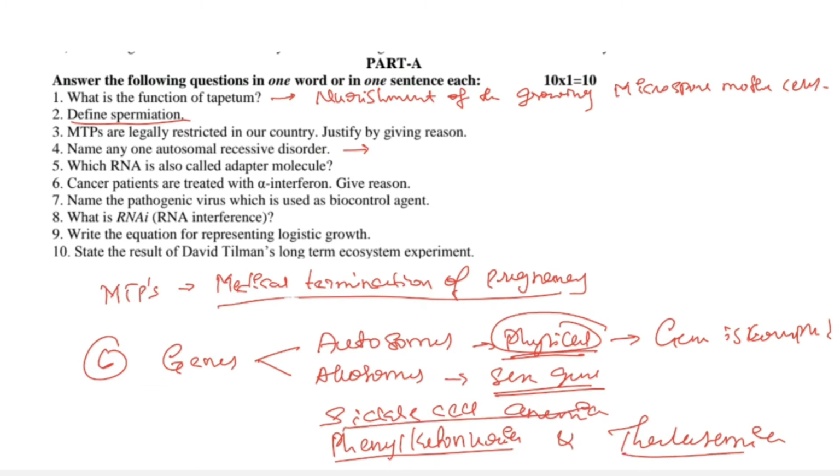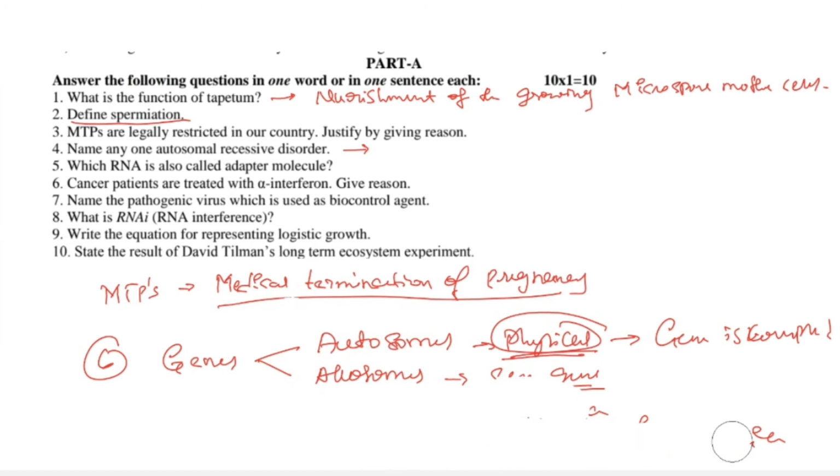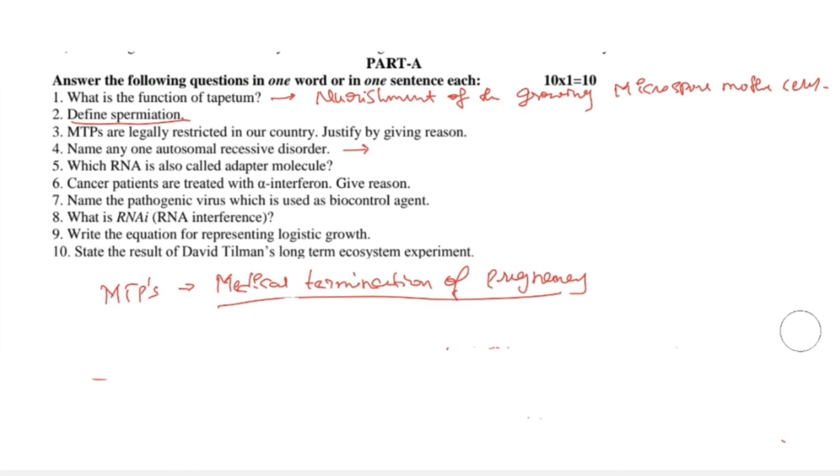Okay, let's move to the next one: which RNA is called the adapter molecule? Very simple answer. This is the answer for the fifth one: tRNA. Why is it tRNA? Because it adapts itself for binding to the different kinds of amino acids.